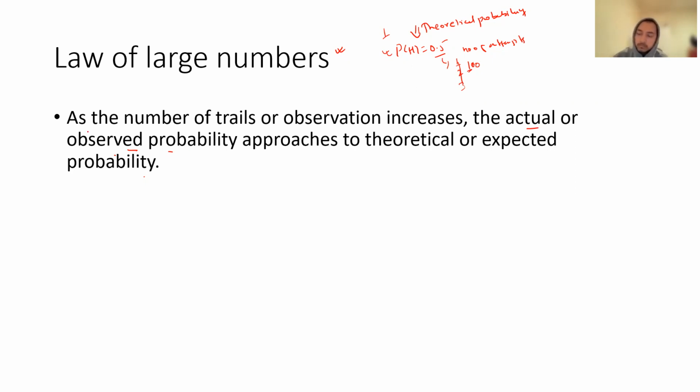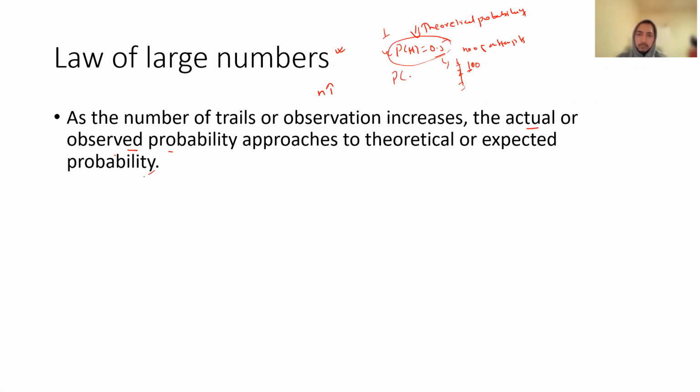Okay, so we will see this example in Excel, and also we will implement the law of large numbers in R. So what does it tell us? Whatever the experimental or observed probability that we get, as the number of trials or observations, the value of n, increases, the observed probability approaches the theoretical or expected probability. Theoretical probability is what we usually assume, for example, getting a head will be 0.5.